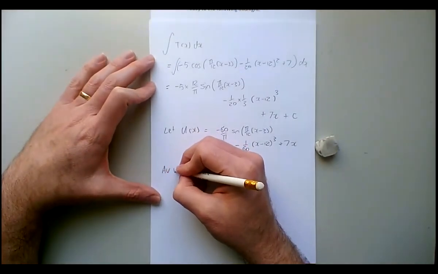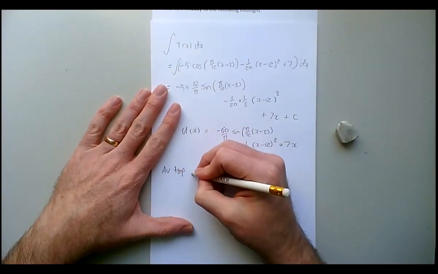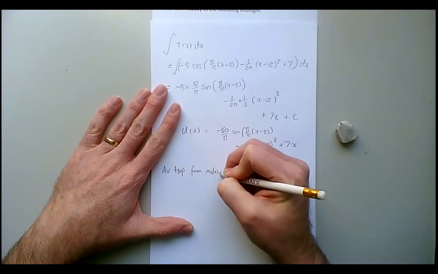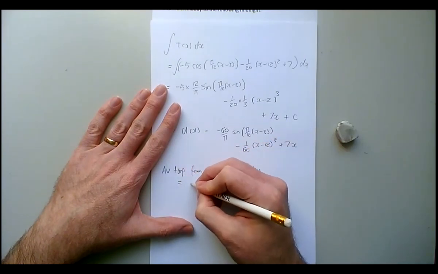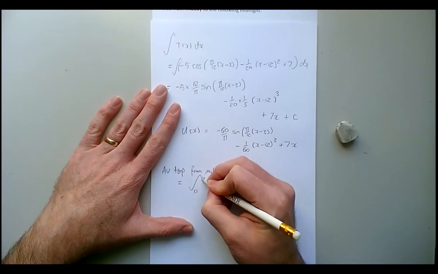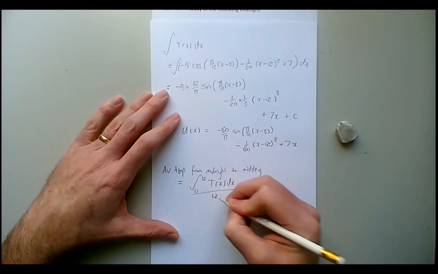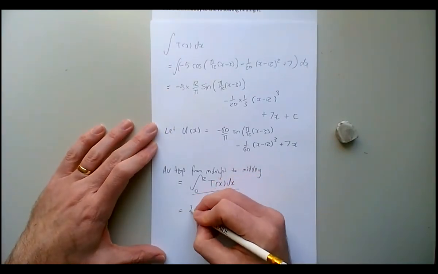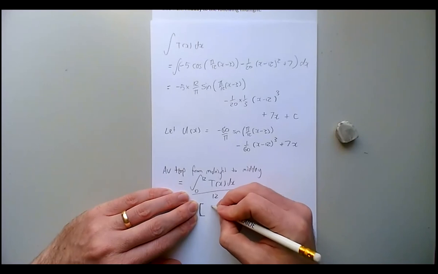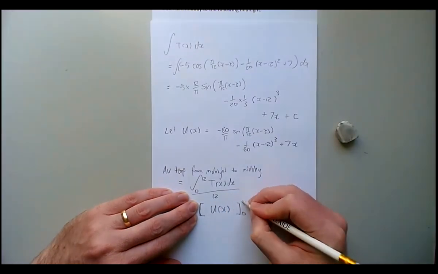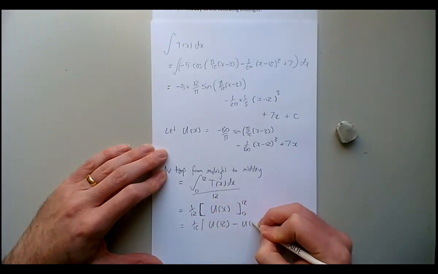The average temperature, it's not just an average value, is it? The average temperature from midnight to midday is the integral from 0 to 12, because that's midnight and that's midday, of t of x dx, divided by the width, which is 12. So dividing by 12 is the same as doing a 12th. And then this integral would be an antiderivative, which we've just figured out and called u. So that would be a 12th of u of 12 minus u of 0.